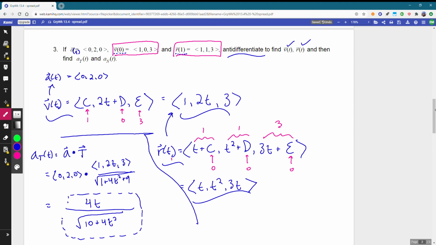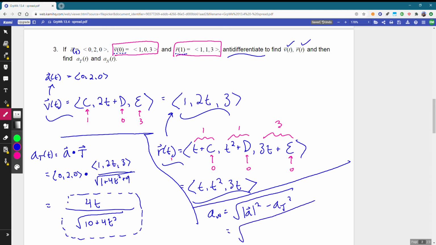Last but not least, I'm going to fit in AN. And we have our Pythagorean theorem formula for this. So the size of our A, we could work it out, but it's actually just purely in the y direction. So the size of A, we can just see it's going to be 2. So 2 squared is 4 minus our AT squared, so that thing squared. And so I guess if we square the numerator and square the denominator, what we end up with is 16t squared divided by 10 plus 4t squared. I'll leave it like that.